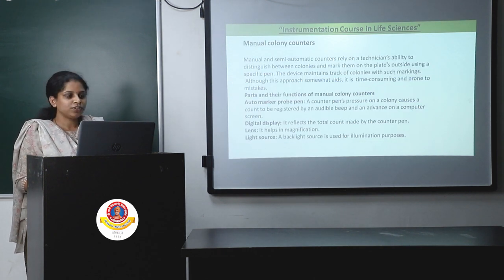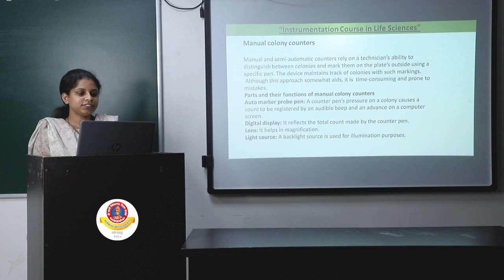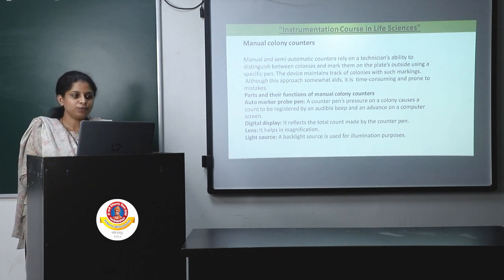First is the manual colony counter. Manual and semi-automatic colony counters rely on technicians' ability to distinguish between the colonies and mark them on the outside of a plate using a specific pen. The device keeps track of colonies with such markings. Although this approach somewhat aids, it is time-consuming and prone to mistakes.